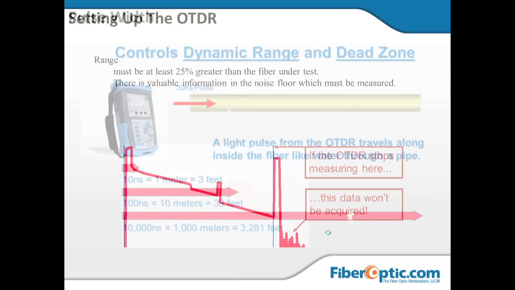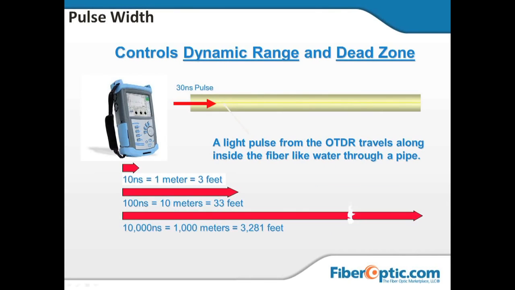Now, pulse width. Pulse width, dead zone and dynamic range all kind of intermingle and do this dance where we're going to be looking at different ways that it affects the trace. And this is possibly the most important setting that you will set on your OTDR. You've got to look at it this way. A 10 nanosecond pulse, which is typically your second shortest pulse width, will give you 1 meter of light.